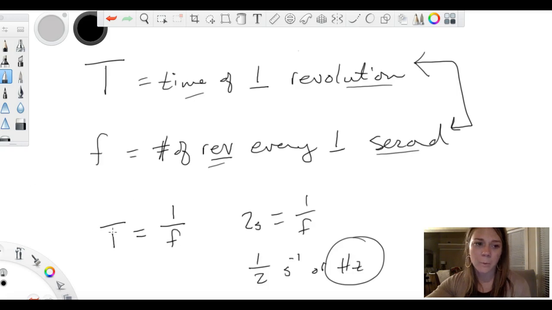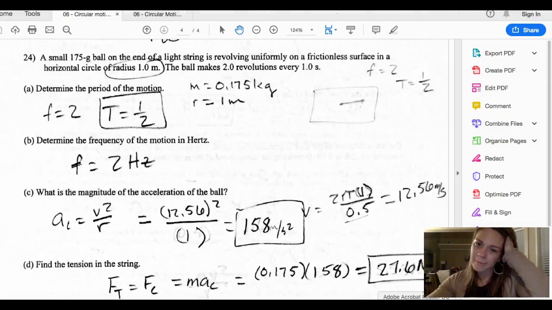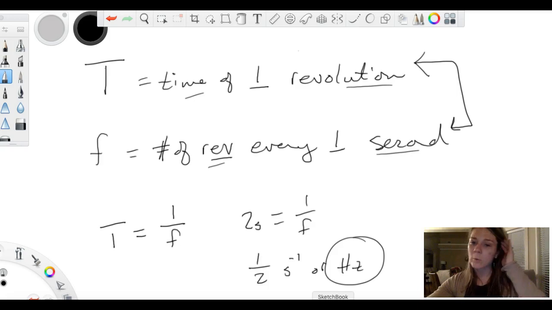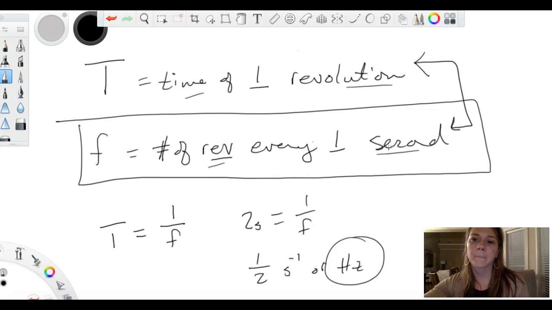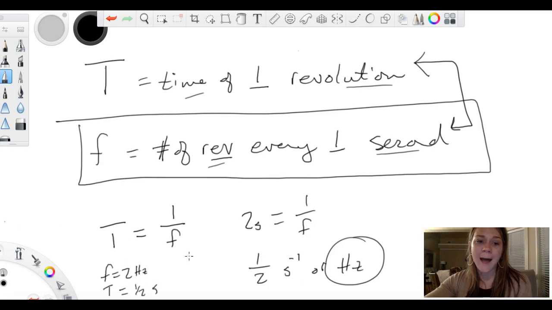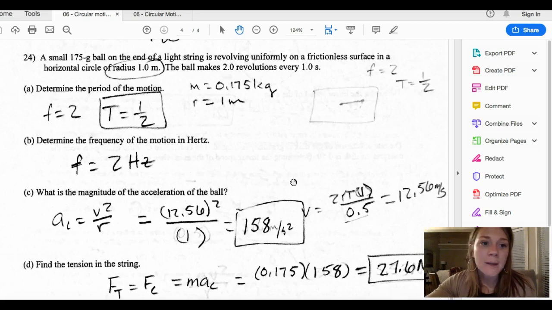Now, let's go back to what they told us in the problem. They said that the ball makes 2 revolutions every second. So is that a period or is that a frequency? 2 revolutions every second. Revolutions every second, that is a frequency. So we know that our frequency in this case is equal to 2, therefore our period is going to be equal to a half a second. Okay, let's go back to what the question is asking. Determine the period of the motion. First question is, what is the period of the motion? It's going to be 1/2 based on the explanation that I just gave.